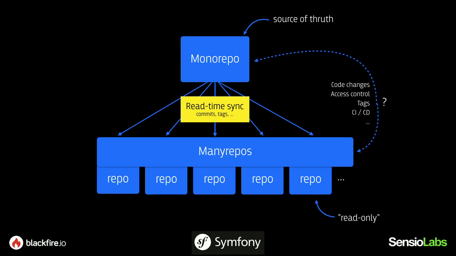So for instance, for Symfony, we have the console component. It's stored under src/Symfony/Component/Console. And then we extract this directory into its own repository. Right, that's how it works. And that's the same for all the other ones.